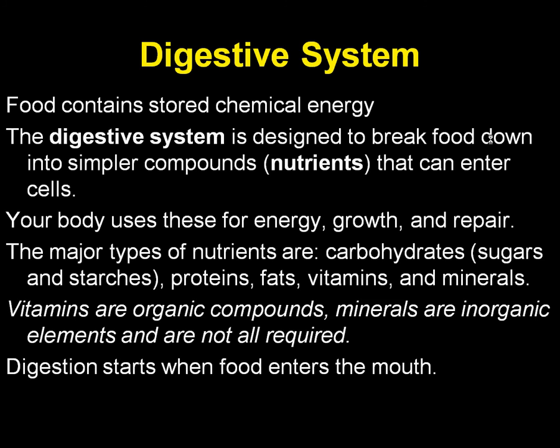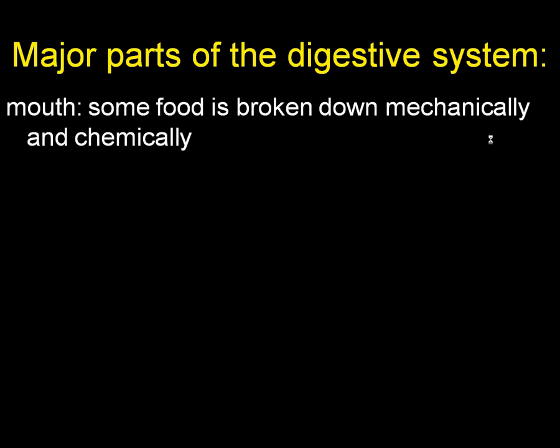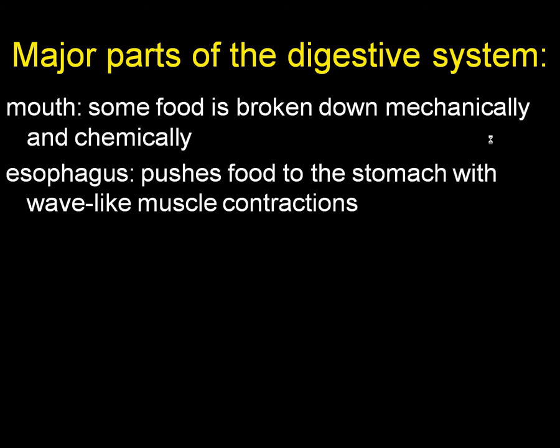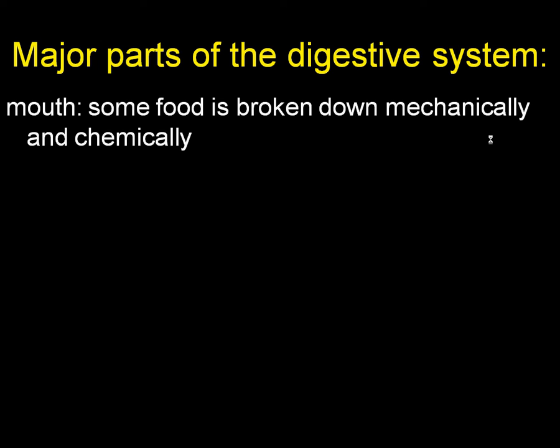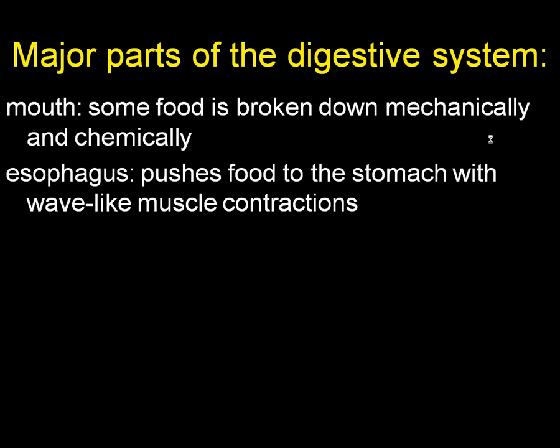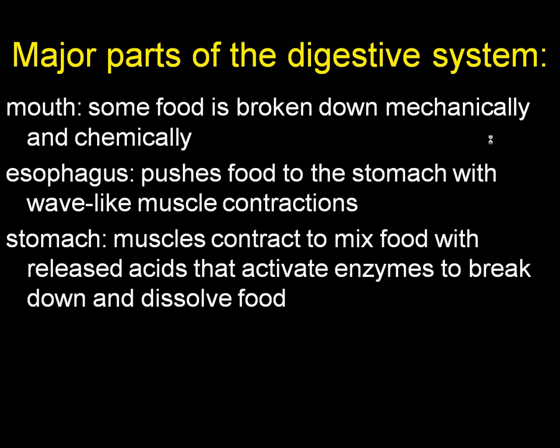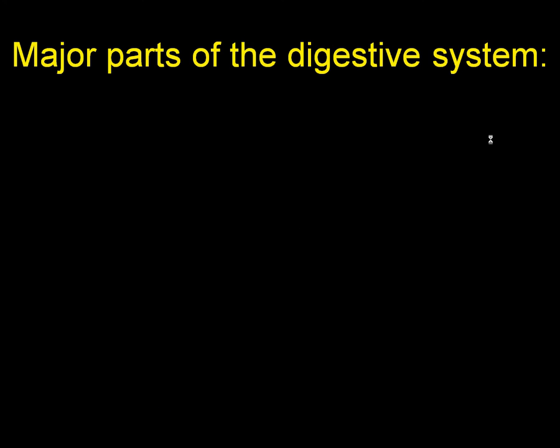Digestion starts when food enters the mouth. In the mouth, some food is broken down mechanically by chewing, and chemically. There is actually an enzyme called amylase that starts to break down starch in your mouth before you've even swallowed it. Part of swallowing is it going down the esophagus to the stomach. There are wave-like muscle contractions that push the food down into your stomach, where muscles contract to mix food with released acids that activate enzymes to break down and dissolve food.